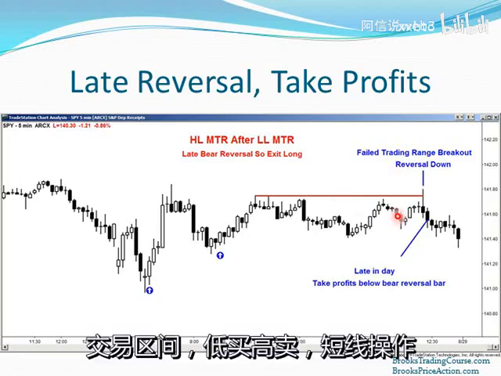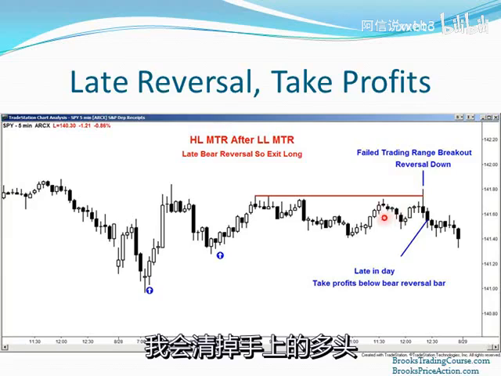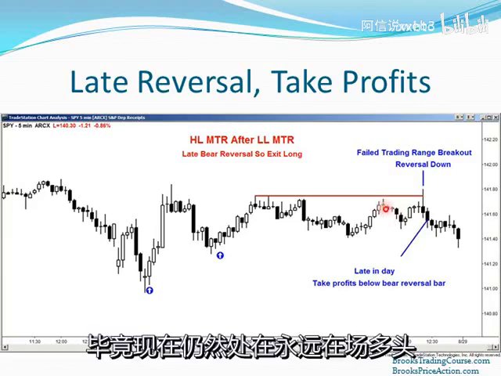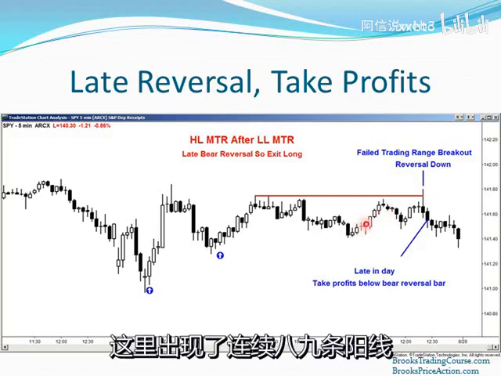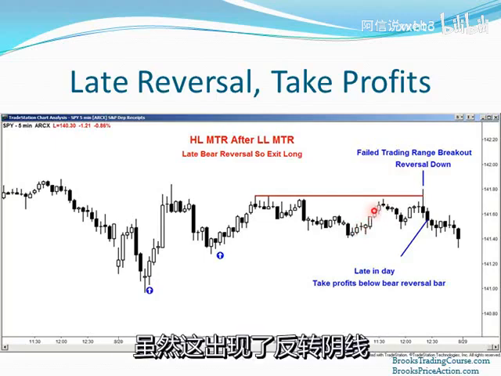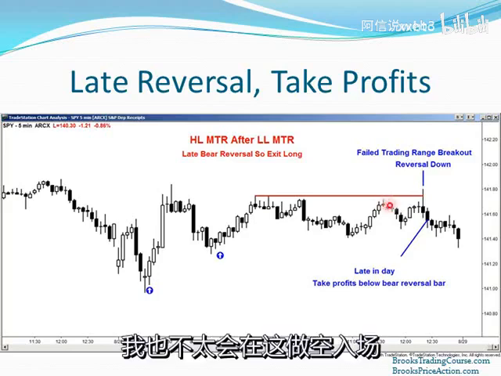Trading range, buy low, sell high, scalp. I would sell out of longs. I don't know that I would necessarily sell into shorts. I think we're always in long, and here we have 8 bars up, 7 or 8 bars without a bear body. So even with this bear reversal bar, I would not take that short.